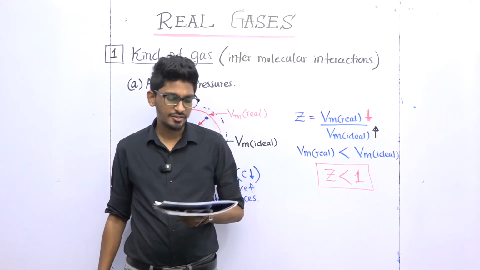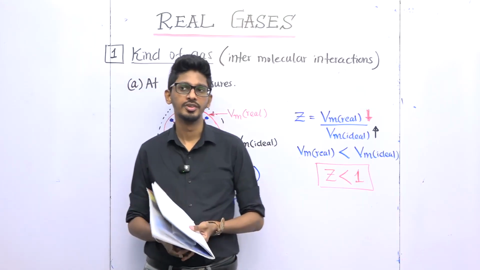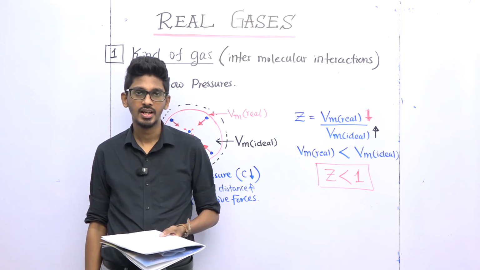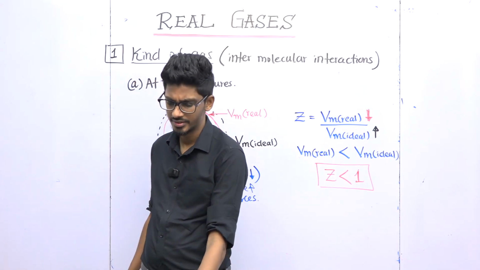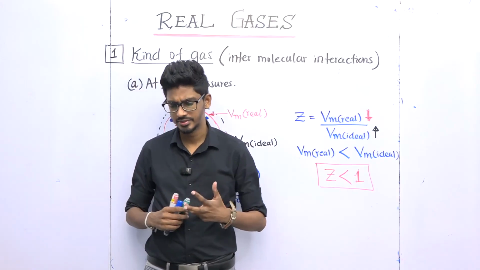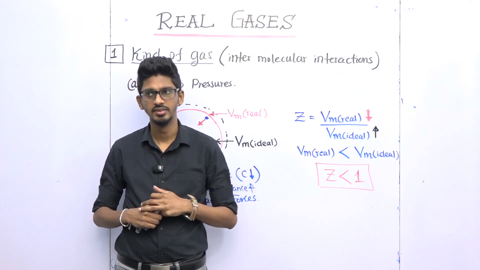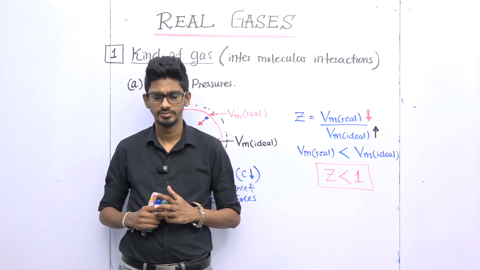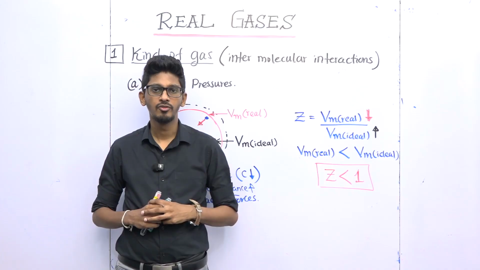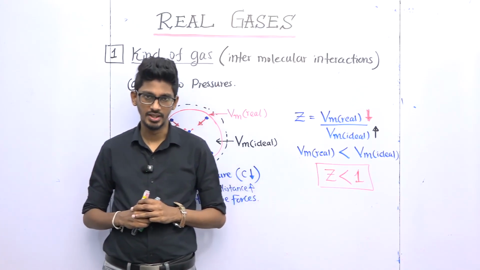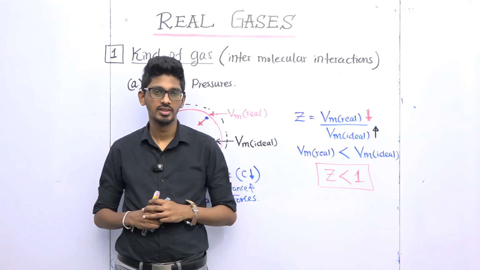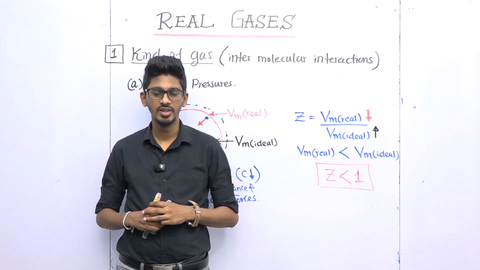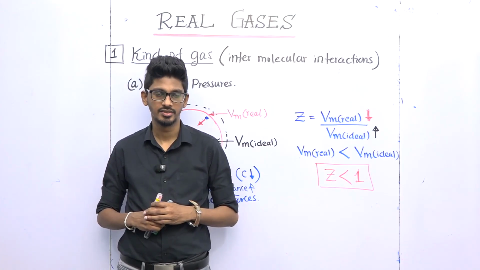As attractive forces are prioritized among particles, the volume of 1 mole of particles of real gas is lower compared to that of an ideal gas.